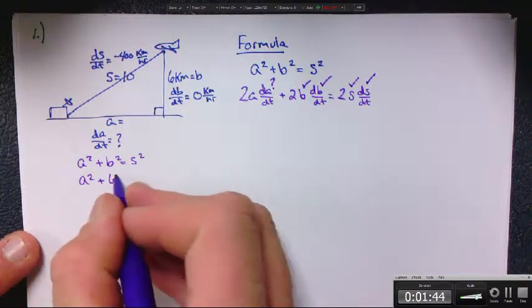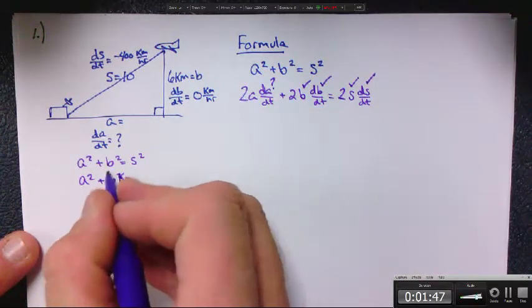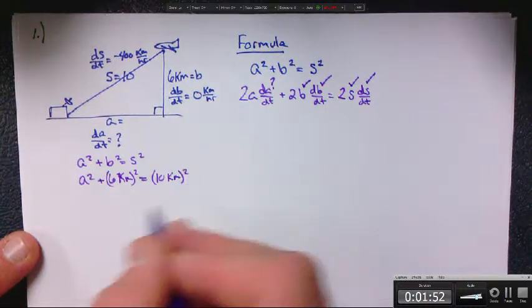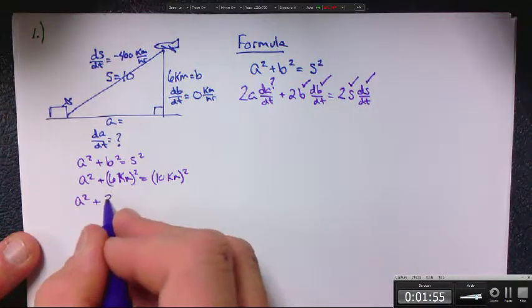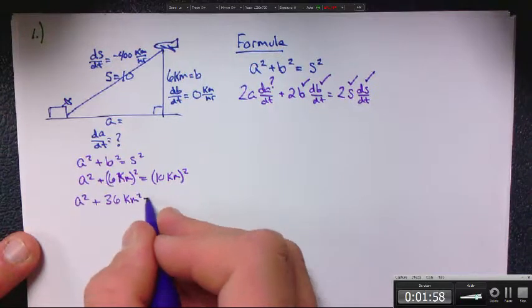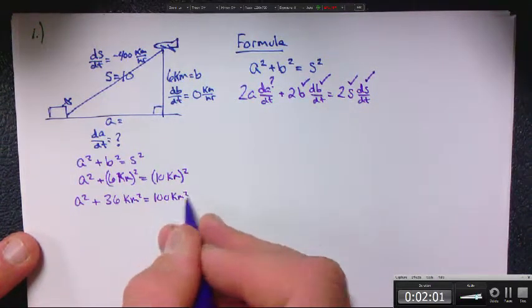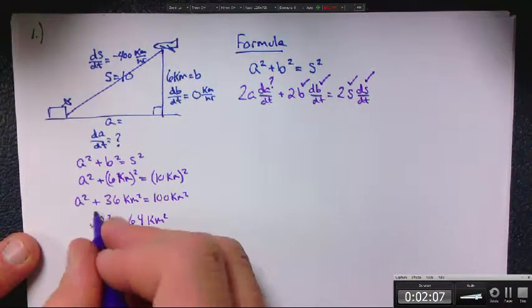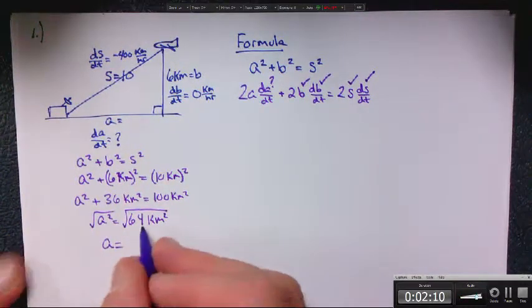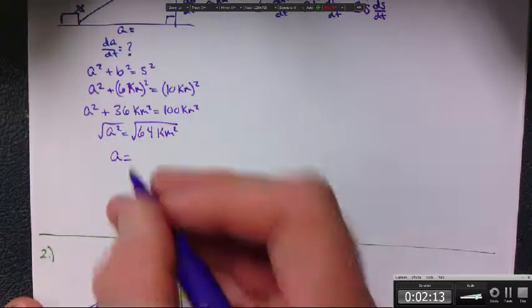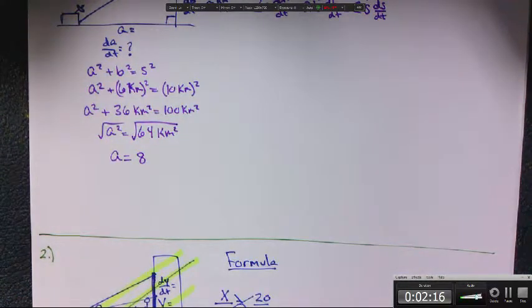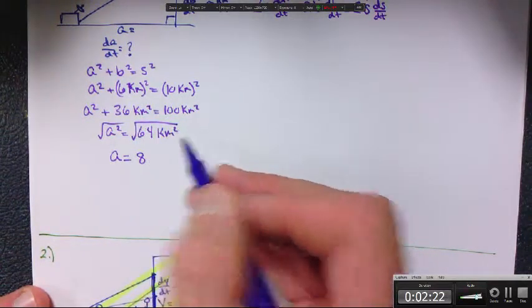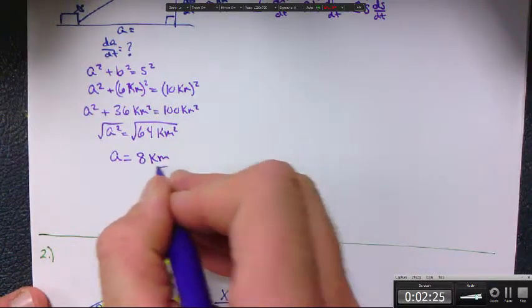We can plug in 6 kilometers for b squared, and 10 kilometers squared for s squared. We get a squared plus 36 kilometers squared equals 100 kilometers squared. A squared is equal to 64 kilometers squared. And then you square root. What's the square root of 64? 8. And what's the square root of kilometers squared? Just kilometers, which is what we need it to be.